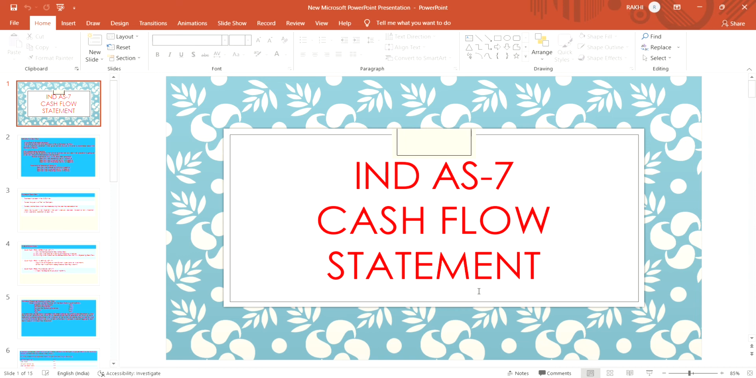Before starting this topic, I will just give the intro. What is cash flow? Why is cash flow prepared? If we look at financial statements like the balance sheet and PL account, they do not reflect the true picture of the company.